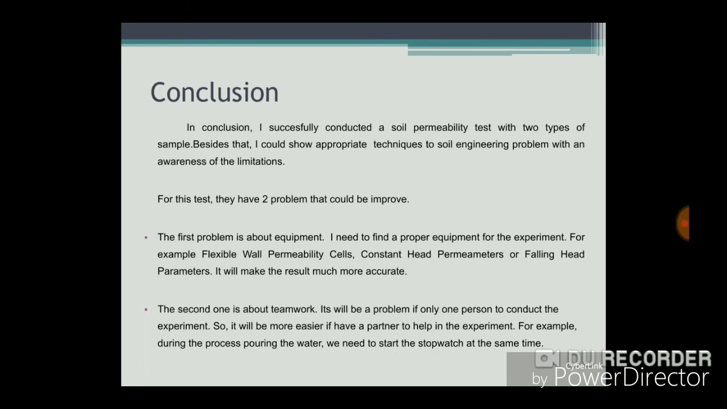The second one is about teamwork. It is a problem if only one person conducts the experiment. It would be easier to have a partner to help in the experiment. For example, during the process, when pouring the water, we need to start the stopwatch at the same time. So it is difficult for one person. Working with a partner is much easier.